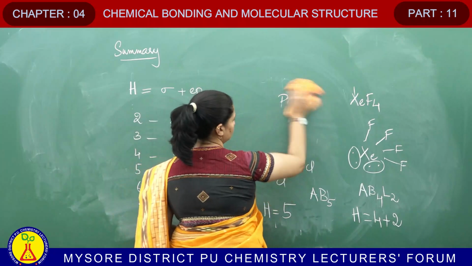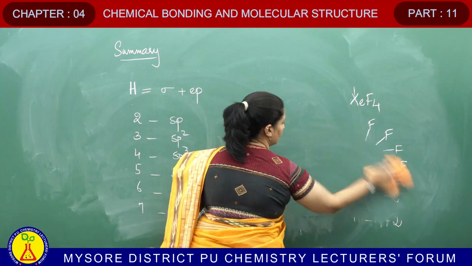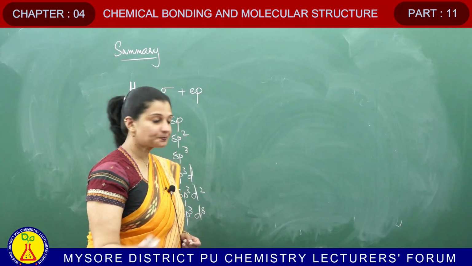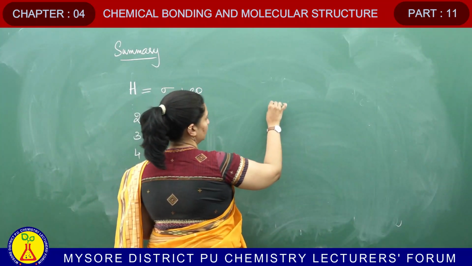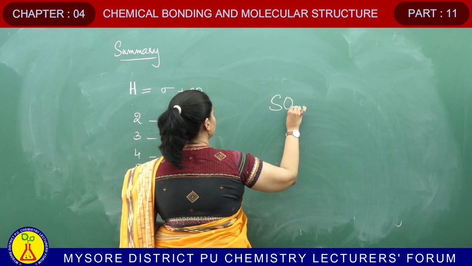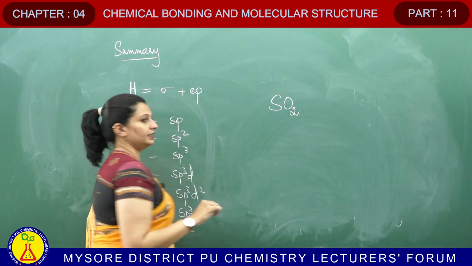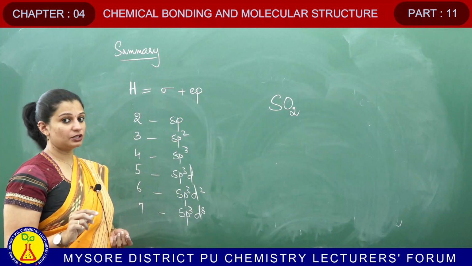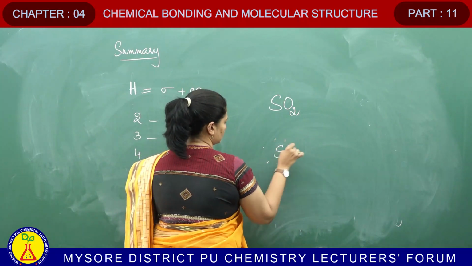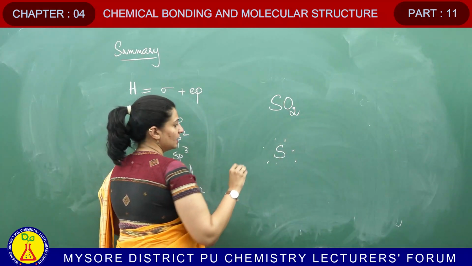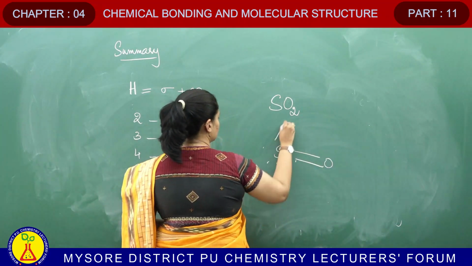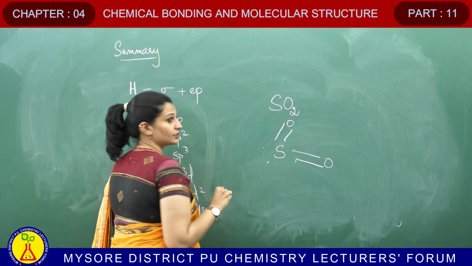Maybe another example also. Let us take an example where you have pi bonds. Okay, let us take SO2. Sulfur belongs to group 16. So how many dots shall I put? 6 dots, randomly. Out of that 6 dots, remember oxygen is divalent, so I will give oxygen 2 electrons each.